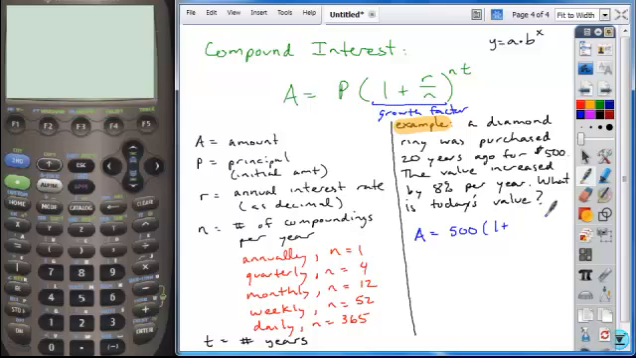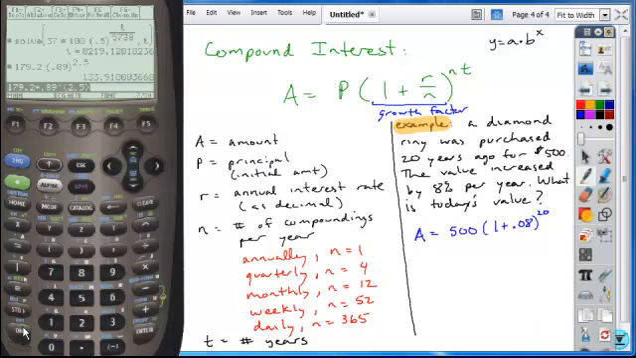Now, when we look at this, what is our N value for this problem? We're calculating interest how often? Per year. So it's an annual interest rate here. So what we're looking at is just 1 plus the rate in decimal form. 8% written as a decimal is what? 0.08. And then that's to the power of N, which is 1, times T, the number of years, which is 20.